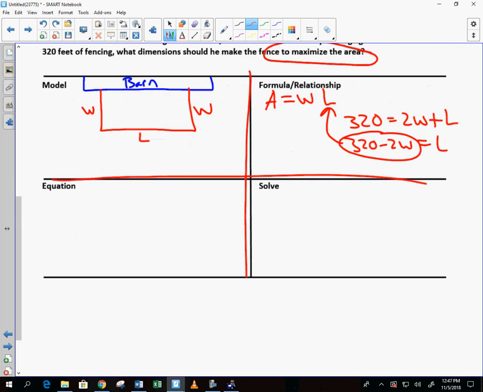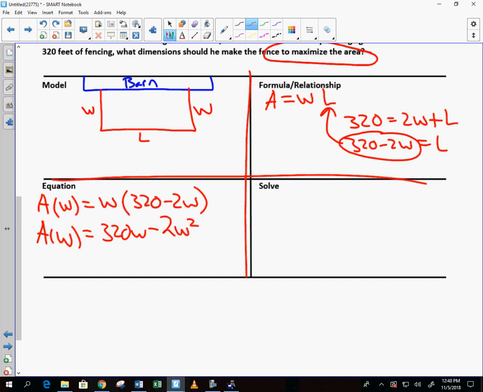We've got our 4 boxes. We just modeled the problem, and then we went ahead and created some formulas and a relationship. We now have area in terms of what variable? Width. Area is equal to W times 320 minus 2W. Distribute that W through. Area in terms of W is 320W minus 2W squared. Now I need to solve it.